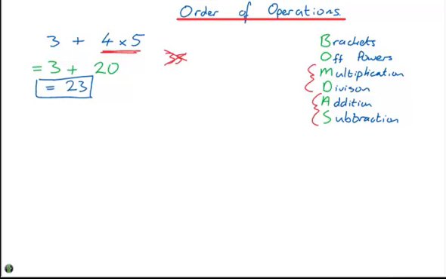That's the answer, and you can see that it's not the same as 35, so the order you do the operations is very important. Now I'll give another example here, and I'll try 2 brackets 8 minus 3.